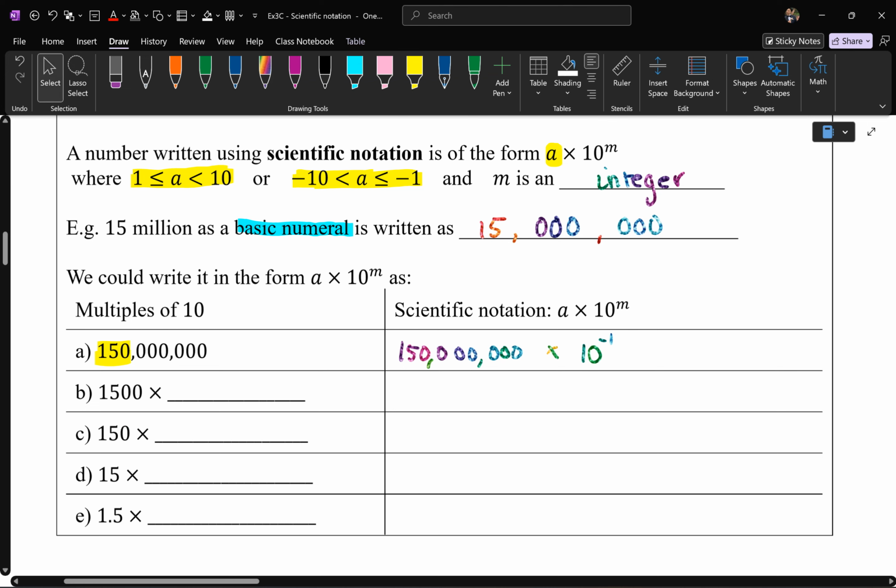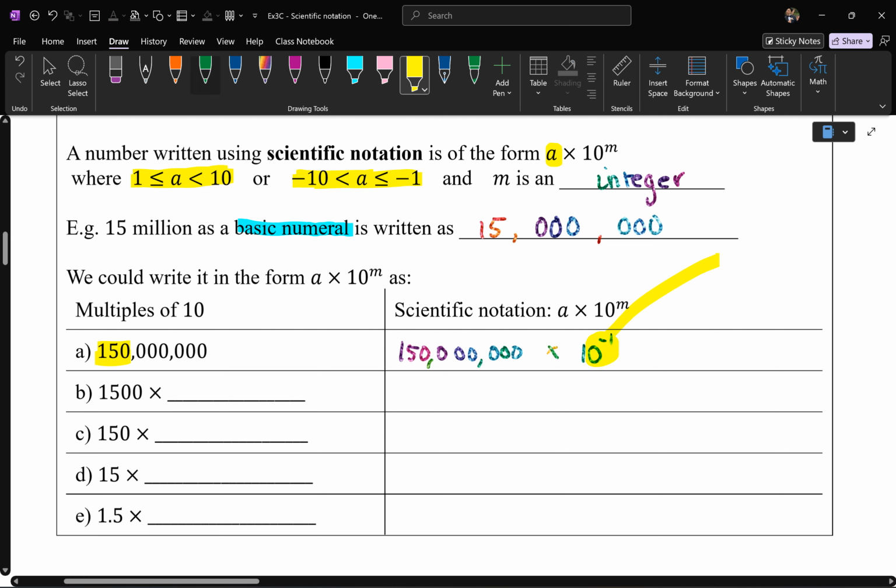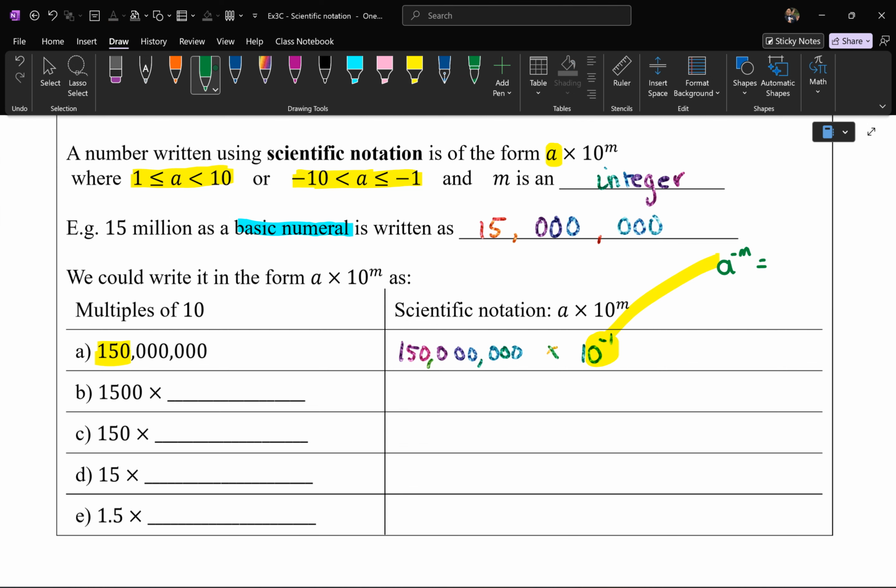And for those who aren't sure why negative 1, if you times by negative 1 using index law number 7, for those who've forgotten, index law number 7 says if you times by a negative power, it's the same thing as writing 1 over a to the power of m. What that's really saying is that 10 to the power of negative 1 is the same thing as saying 1 over 10, which means you're dividing by 10. So 150 million times 10 to the negative 1 is the same thing as 150 million divided by 10, which makes it 15 million. Okay, so that sticks to the same value.